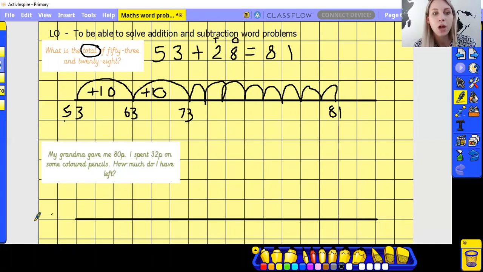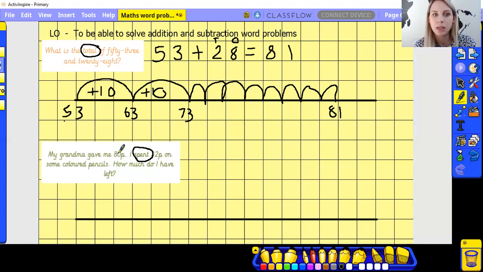Let's look at the next one. My grandma gave me 80p. I spent 32p on some coloured pencils. How much do I have left? Now, if you're spending something, you're giving it away. So you're going to have less money. So we're taking away. Okay.